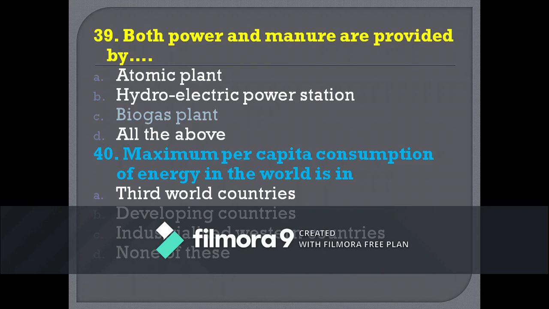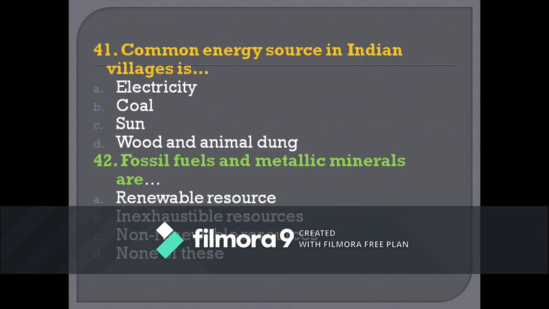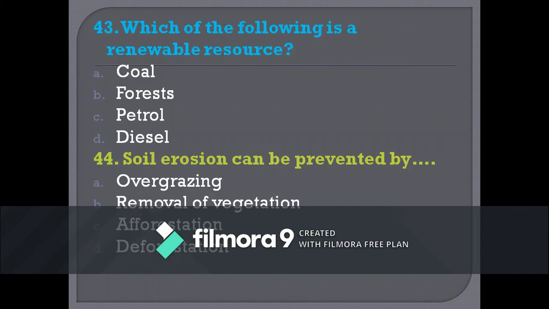Question number 40. Maximum per capita consumption of energy in the world is in. Of course, per capita consumption of energy is very high in industrialized Western countries. So that's the right answer. The common energy source in Indian villages is, of course, wood and animal dung. Even today in Indian villages, these two materials are used as energy sources. Fossil fuels and metallic minerals are renewable resources, inexhaustible resources, non-renewable resources, none of these. So fossil fuels and metallic minerals are non-renewable resources. As we know, once they are exhausted, we cannot get them back again.